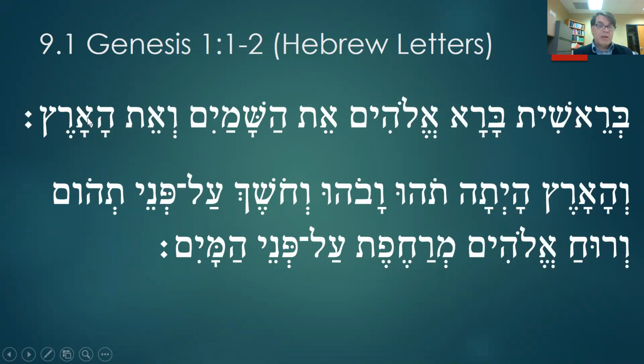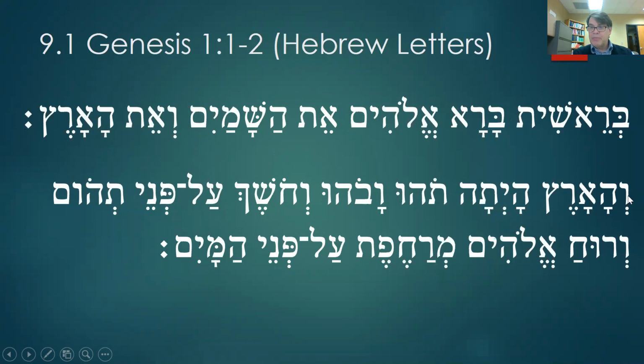Ha, aleph, qamets, resh, segol. This is a final tsade. So ha'arets. In the beginning, God created the heavens and the earth. Okay, we'll talk about it on Friday.